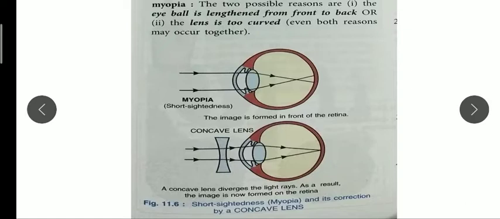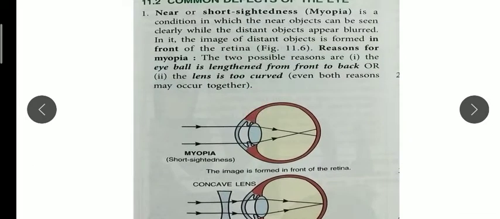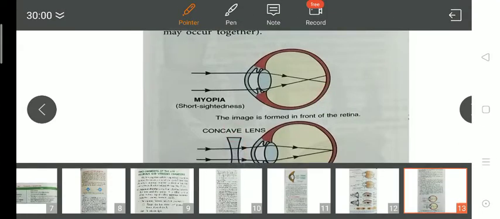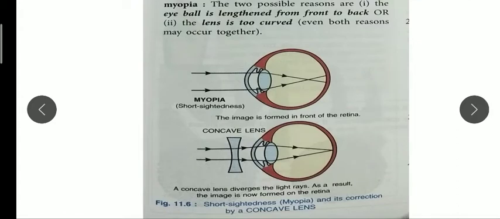And how can we correct it? By placing a concave lens, we can correct this defect. So you can see here in this, the image is formed in front of the retina. Underline this line, the fourth line, in which the image of the distant object is formed in front of the retina. So here you can see the image is forming in front of the retina, and it is not properly falling on the retina at an appropriate point. So by providing the concave lens, we can correct this defect.